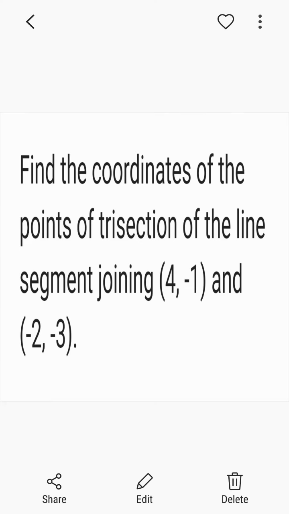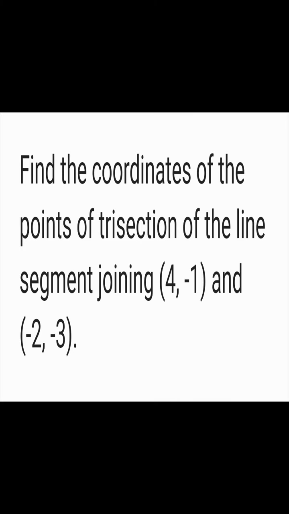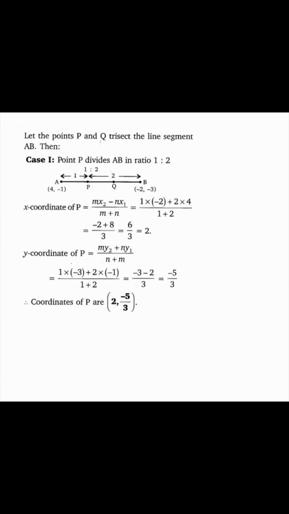And now we can go to the problem part. We are going to discuss 3 types of problems here. The first problem, the centroid problem, we will be doing last. Find the coordinates of the points of trisection of the line segment joining (4, -1) and (-2, -3). Points of trisection, we have discussed it. For dividing a line segment into 3 parts, we need 2 points. See the figure.